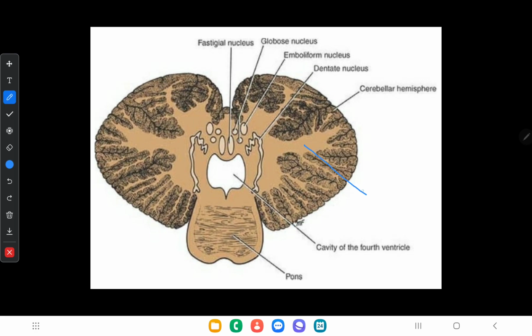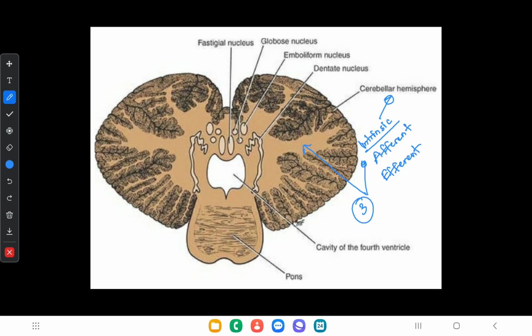In the white matter, there are three groups of fibers. First one, intrinsic fibers, then afferent fibers, then efferent fibers. Intrinsic fibers do not leave the cerebellum, but they connect different regions of the cerebellum. Some interconnect folia and vermis of the same side, others connect the two cerebellar hemispheres together.